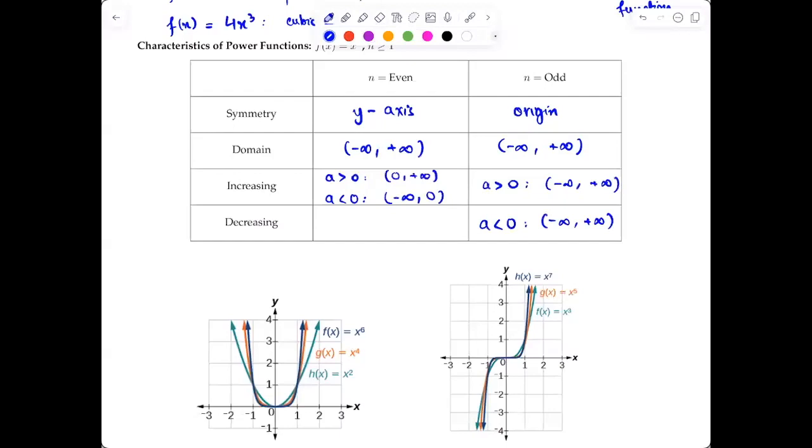All right. Now for the interval of decreasing, for even functions, when a is positive, the decreasing part is from negative infinity to 0. And when a is less than 0, the interval of decreasing is from 0 to positive infinity.